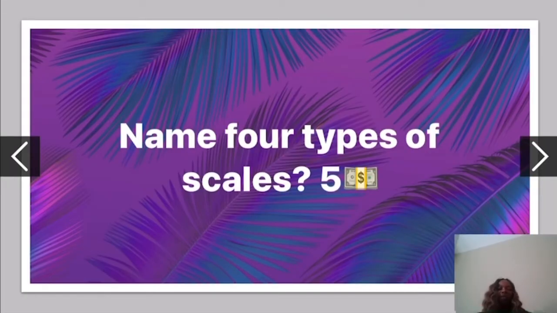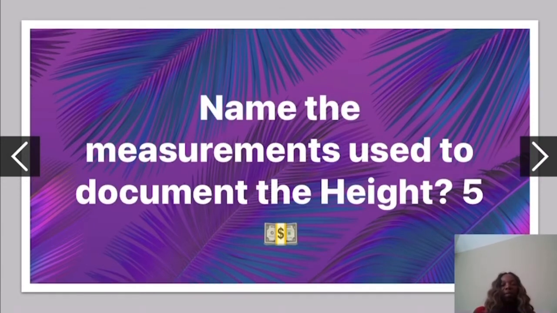So you want to name 4 types of scales. So you're going to have your digital scale. You're going to have a stand-up scale. You're going to have a wheelchair scale. And then you also have a scale that's located on the lift. When we're documenting the height, we're documenting the height in measurements of inches.